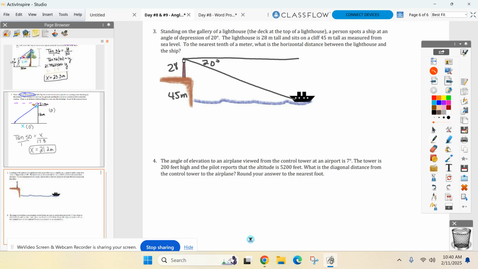What is the horizontal distance between the lighthouse and the ship? Horizontal, right? Because if I just took out the word horizontal and wrote what is the distance between, some of you would say, well, what are we talking about? That distance could be either one. So that's why I wrote in that specific word horizontal, so you know you're looking for that side.